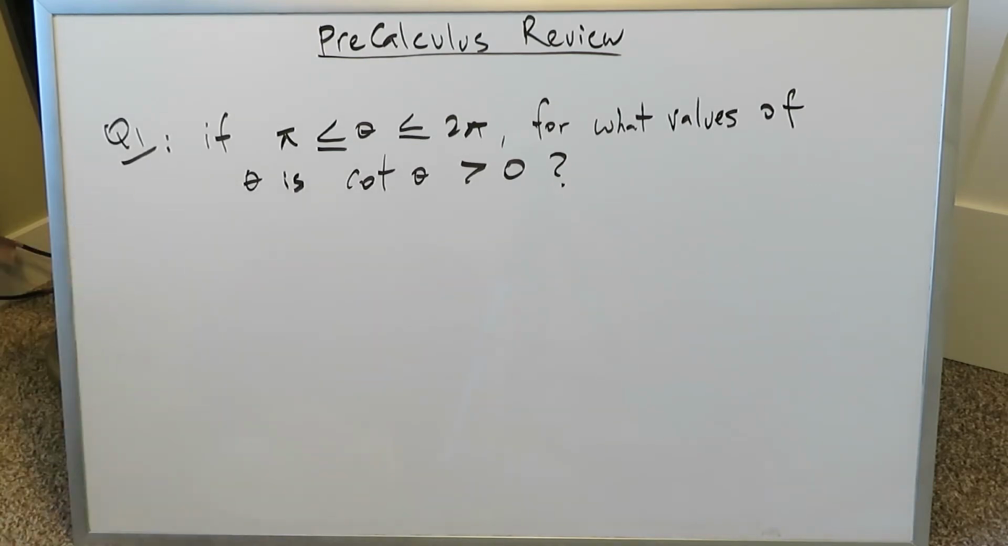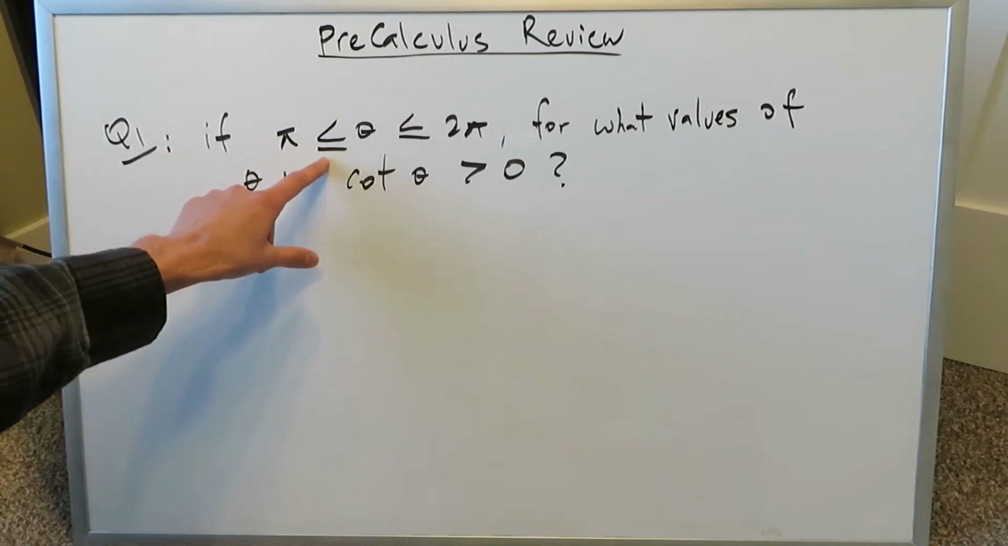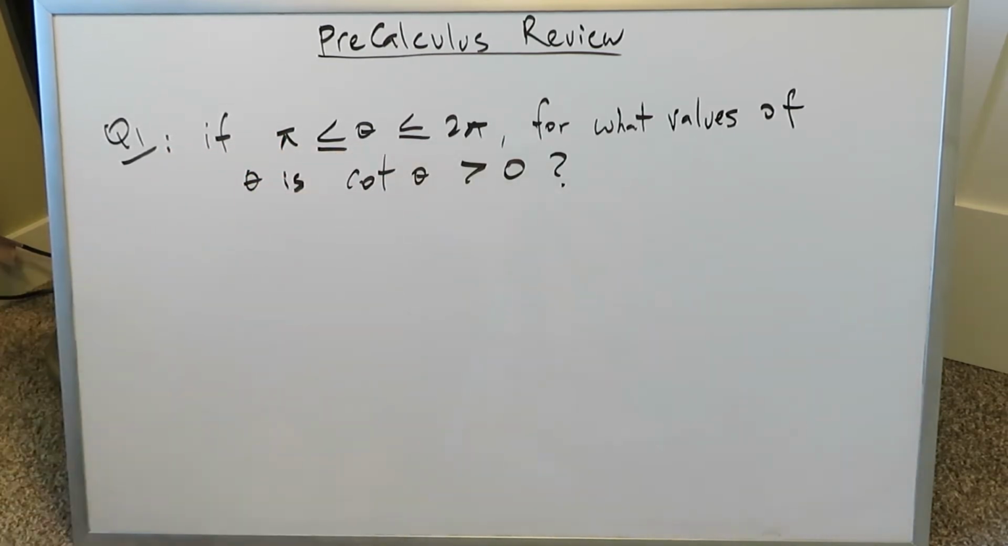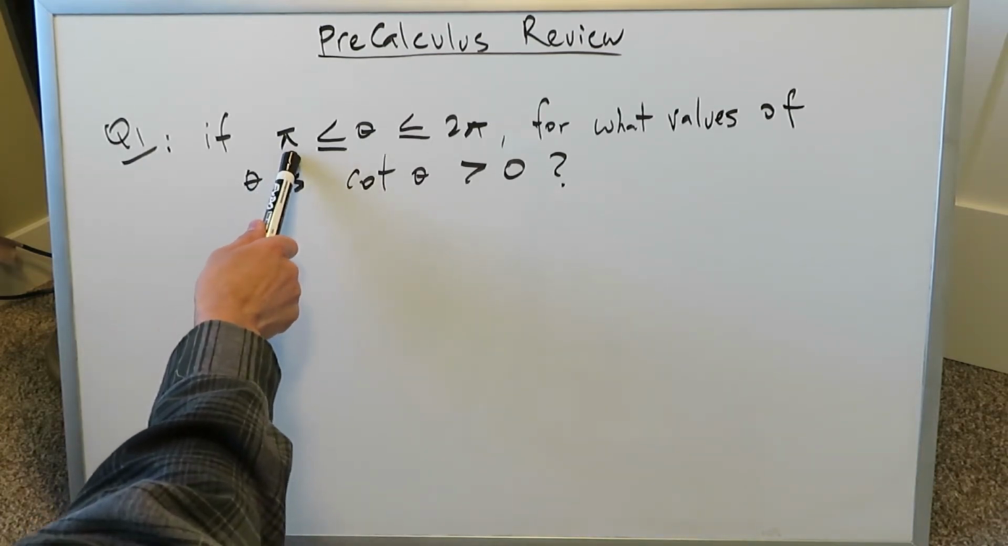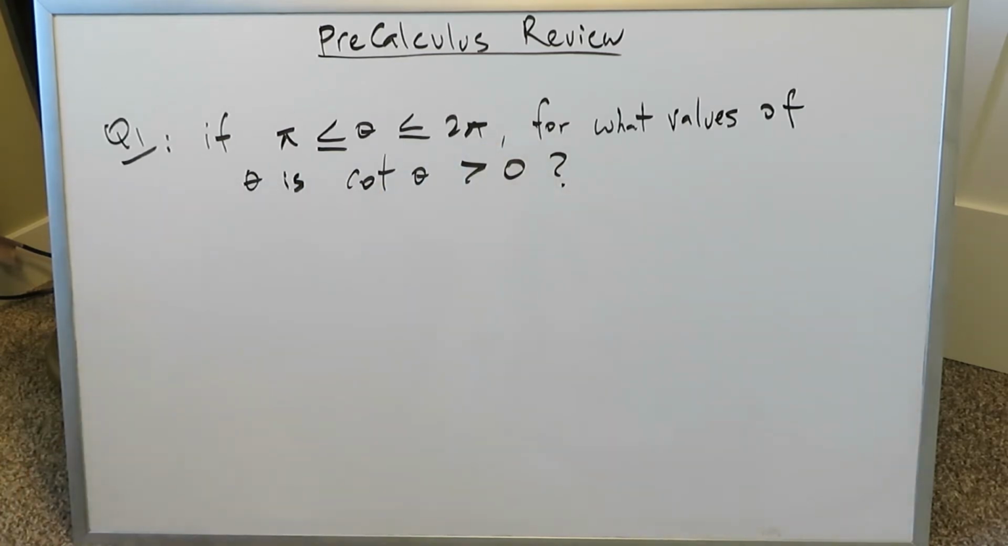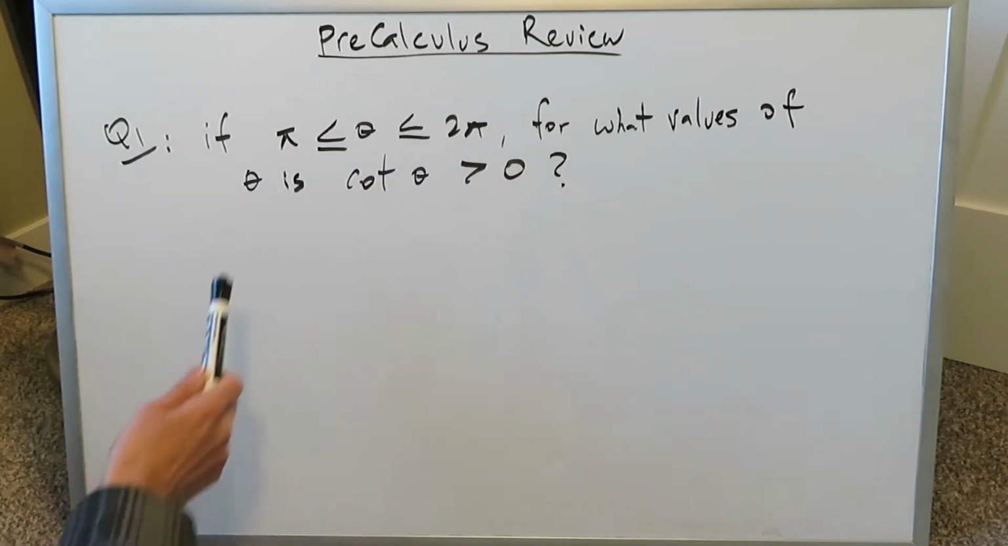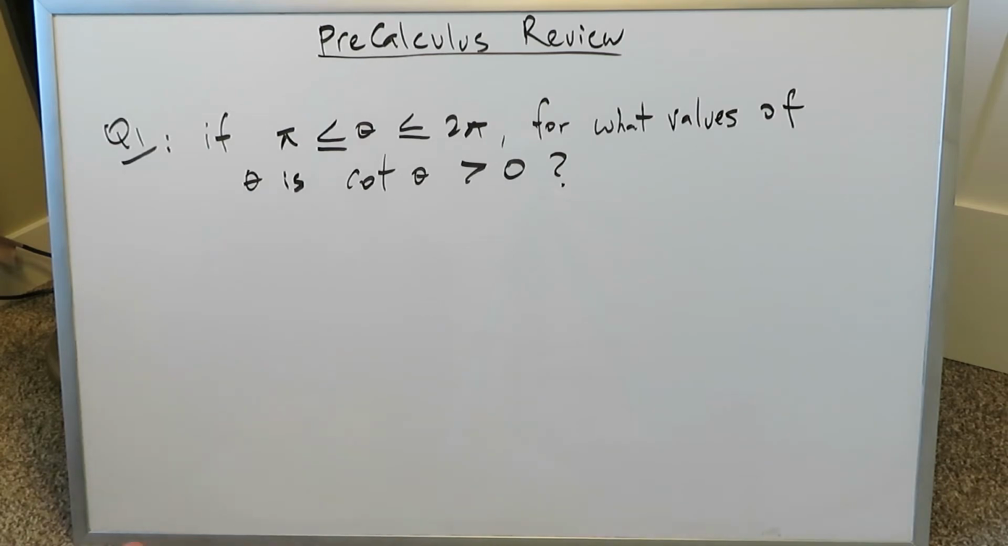We'll start with our first question: if pi is less than or equal to theta, and that is less than or equal to 2 pi, we're basically defining this angle theta. Theta falls somewhere between pi, which you know is 180 degrees, and 360 degrees. For what values of theta is cotangent theta greater than 0?